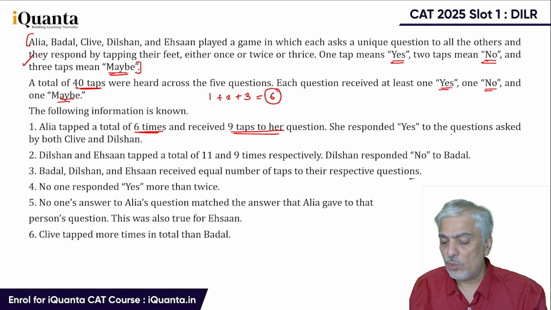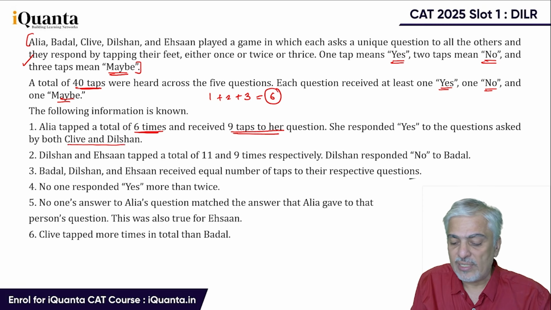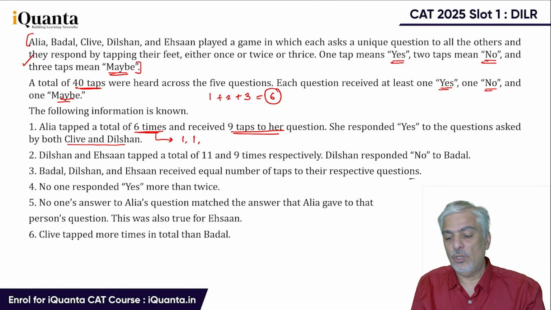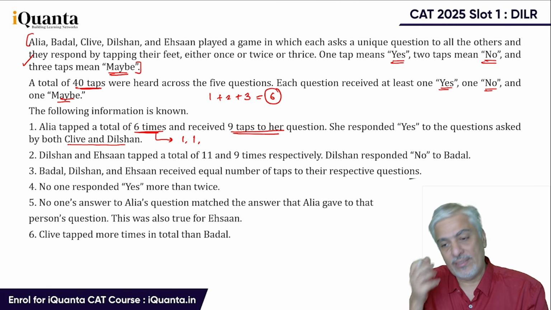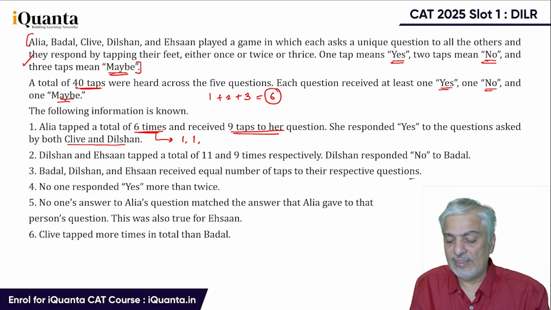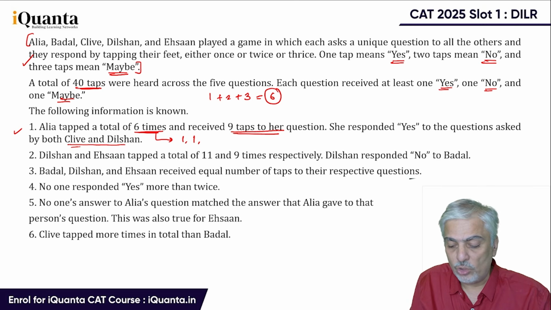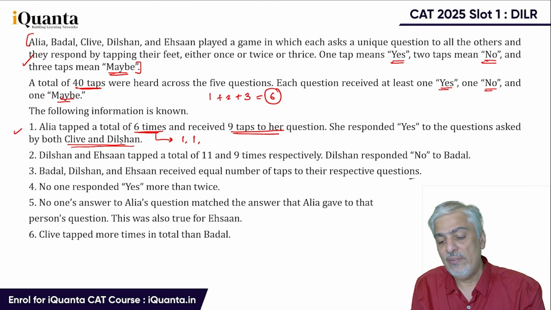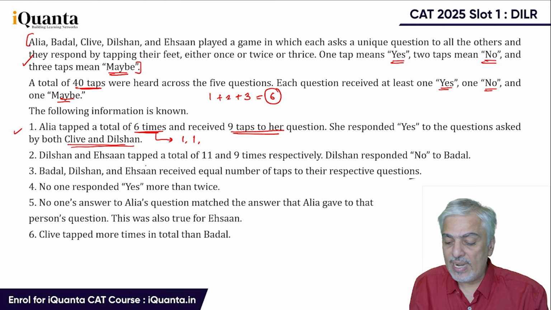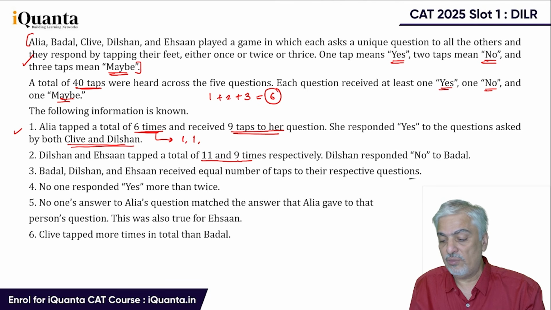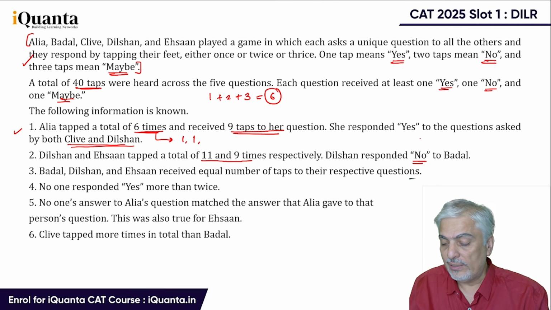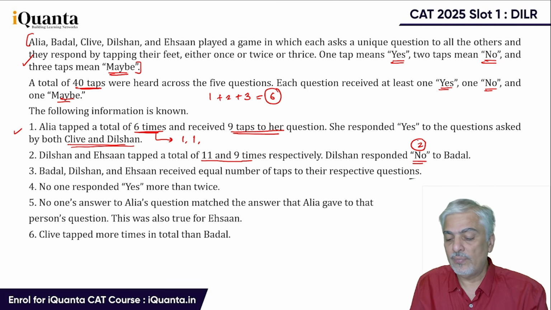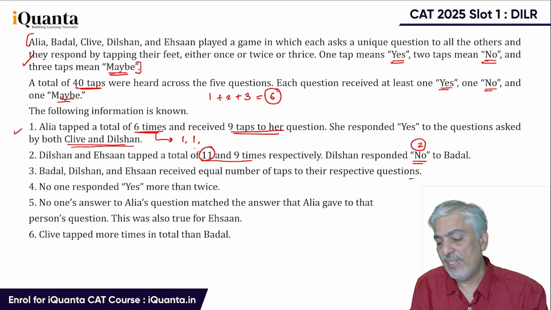She responded yes to the questions asked by Clive and Dilshan. That means Alia, in her 6, has already got 2 1s. She can get maybe 1 more 1 and then a 3, or 2 2s, we don't know. So this is the breakup of 6. This is pretty direct information. I have this 6, I have the 9, and I have what she has given as answer to the questions asked by C and D. D and E tapped a total of 11 and 9 times, which is also direct information. And D responded no to Badal. The no is 2. So D has 1, 2. A total of 11 he has given, and 1, 2. You will realize that this is also very easy.